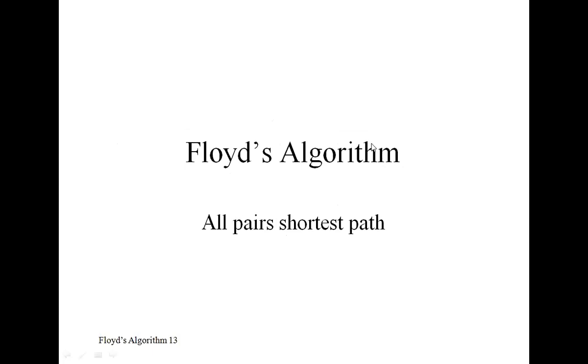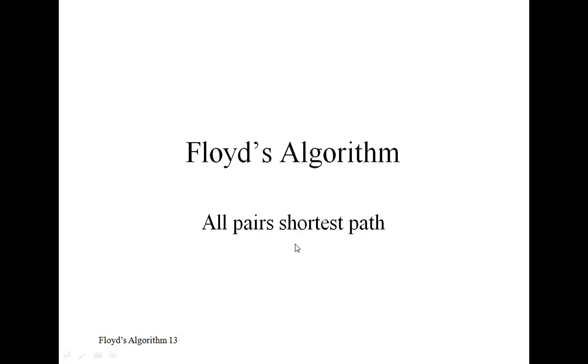Okay, Floyd's algorithm. Our main point is the all pairs shortest path problem, our main topic in our class. That can be solved by Floyd's algorithm. So what is all pairs? All pairs means from every vertex to every other vertex, there is a shortest path you need to find. That is called the all pairs shortest path problem.